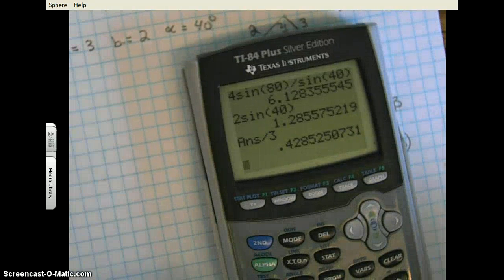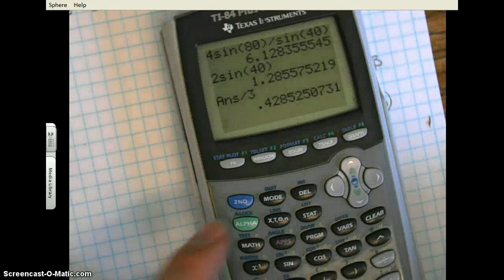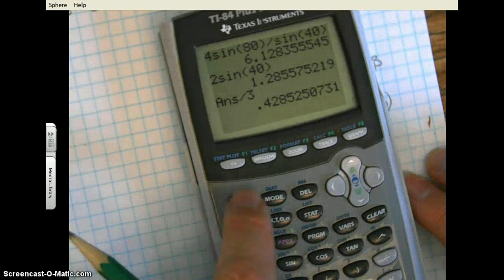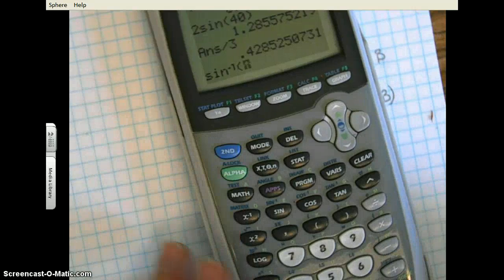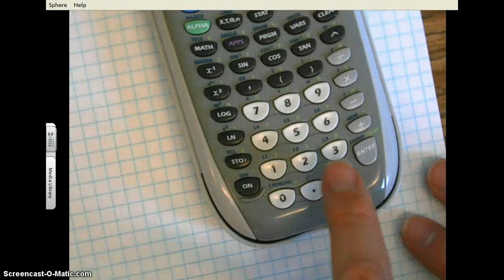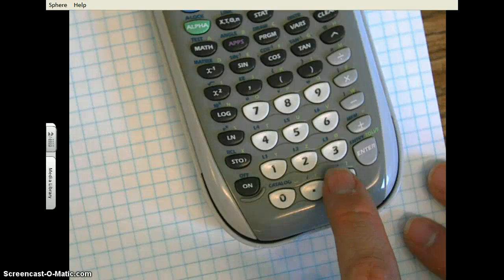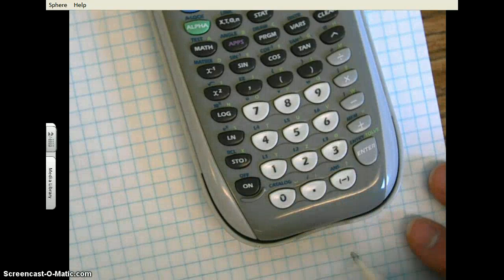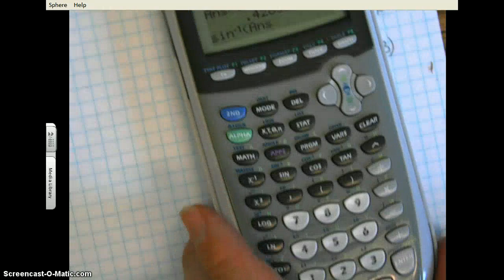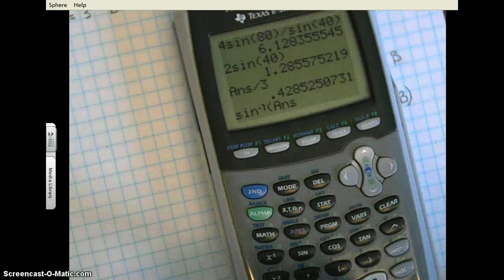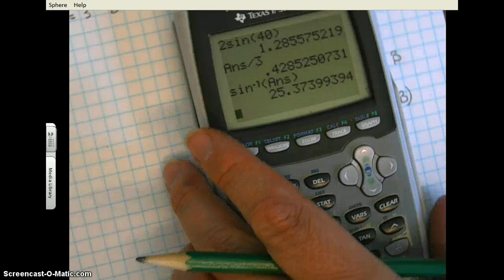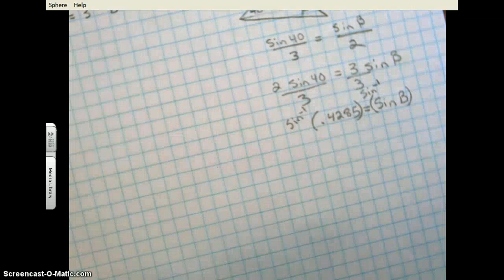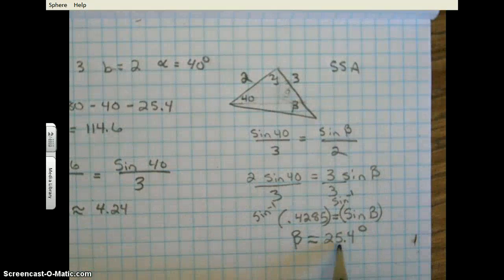Now on my calculator, the more decimals I use, the better. So second sine, and then if I press second negative, it gives me the answer. It puts that last answer in the blank there, so I'm using all the decimals. So we get beta is 25.4 degrees.